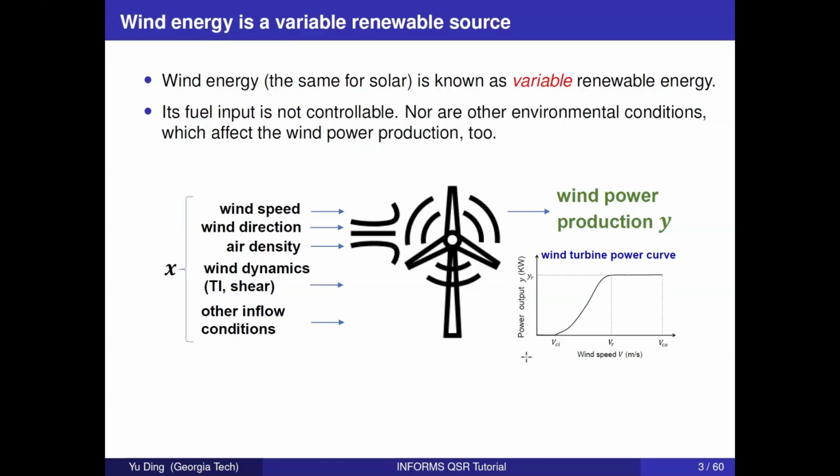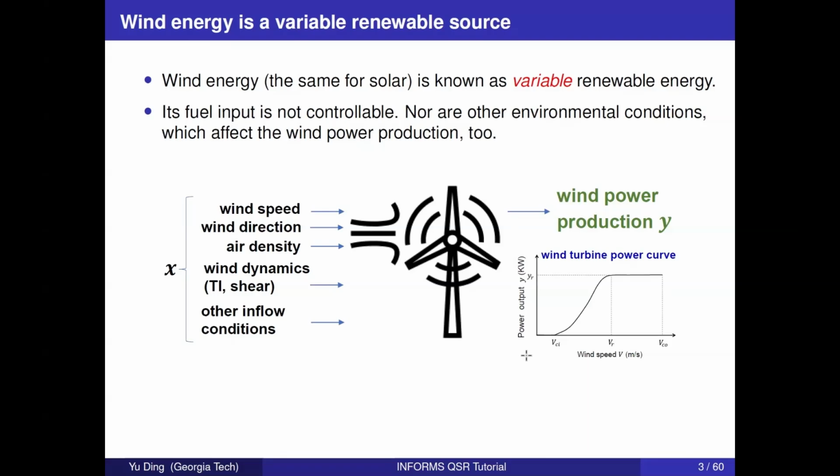The VCI is the so-called cut-in wind speed. Usually only above that wind speed, the wind turbine starts rotating. And then VR is the so-called rated wind speed. When the wind speed approaches that point, the pitch control starts kicking in to change the wind blade to be more parallel to the wind direction, reducing the absorption of wind energy converted to electricity. So basically it captures the wind power production at the so-called maximum capacity. People also call it rated power.